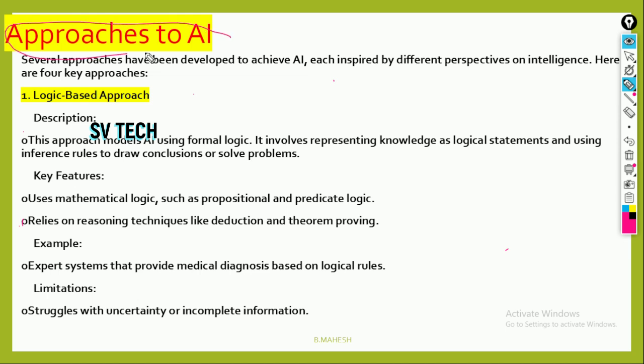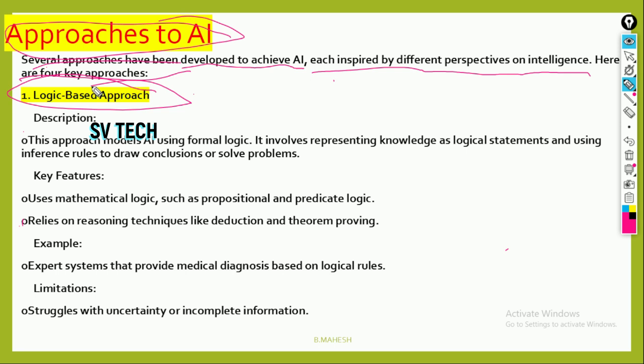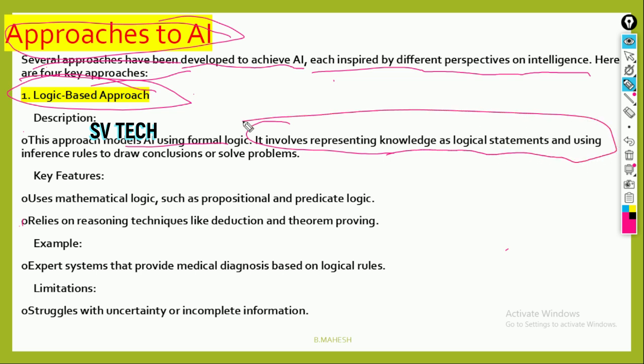Here, we are going to discuss approaches to AI. Several approaches have been developed to achieve AI, each inspired by different perspectives on intelligence. Here are four key approaches. The first approach is the logic-based approach. This approach models AI using formal logic. It involves representing knowledge as logical statements and using inference rules to draw conclusions or solve problems. Here, inference means making new rules from previous data. We will discuss this in future classes.